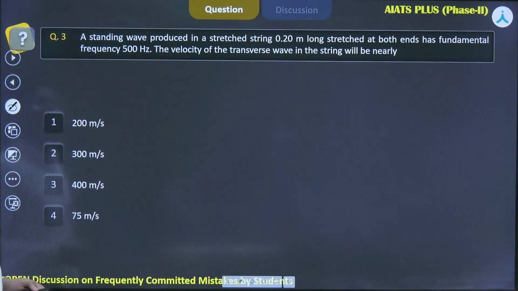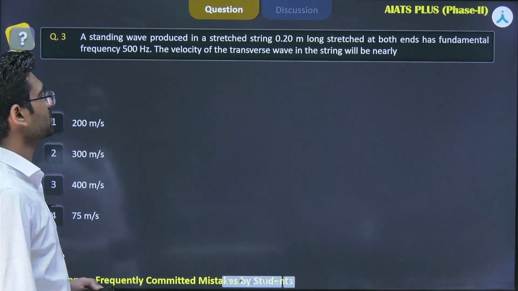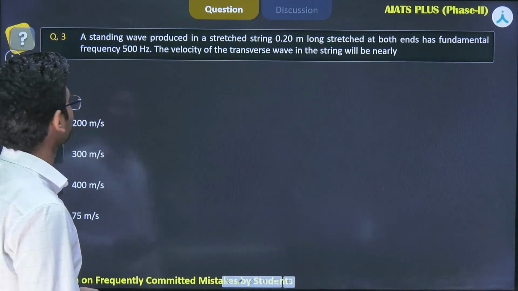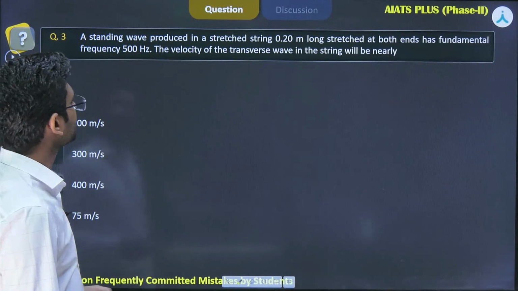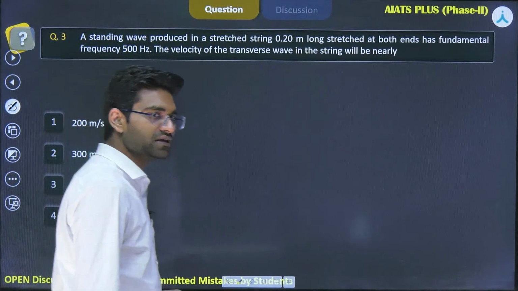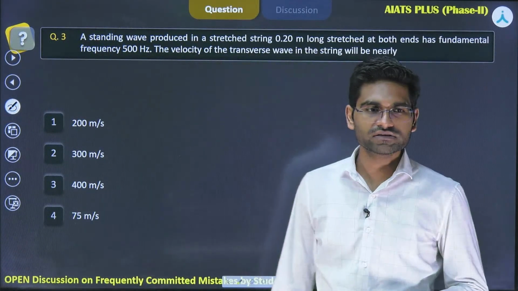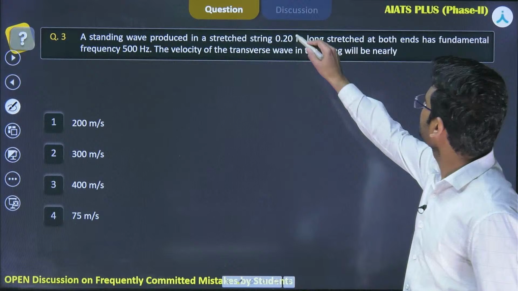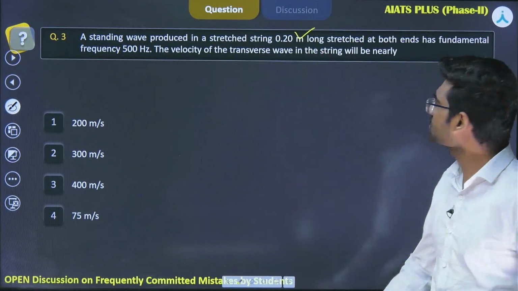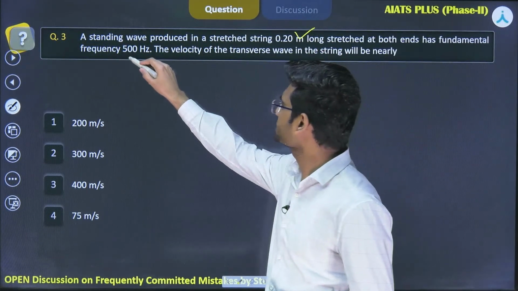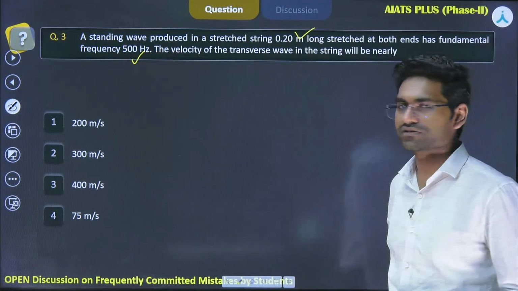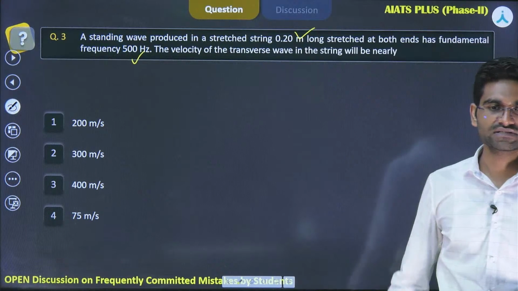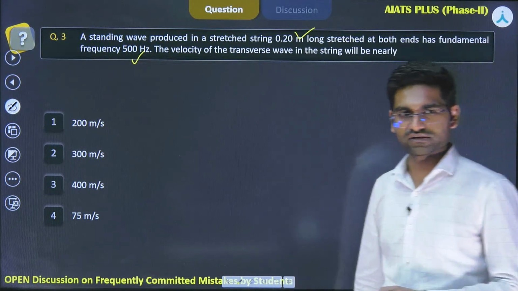The first question says, a standing wave produced in a stretched string 0.2 meter long, stretched at both ends, has fundamental frequency 500 Hertz, right? The velocity of the transverse wave in the string will be nearly. So we are given the length of the string, and the frequency of the wave. Now we have to find the velocity of the transverse wave which is moving on this string, right?